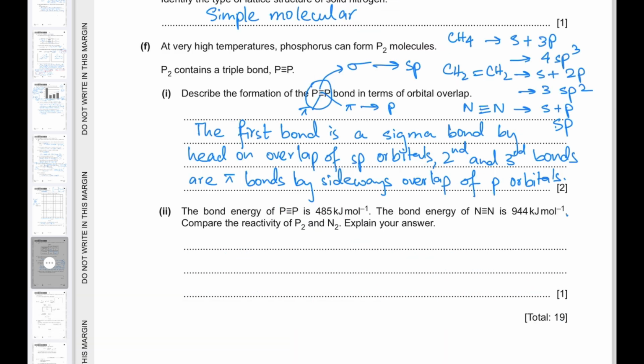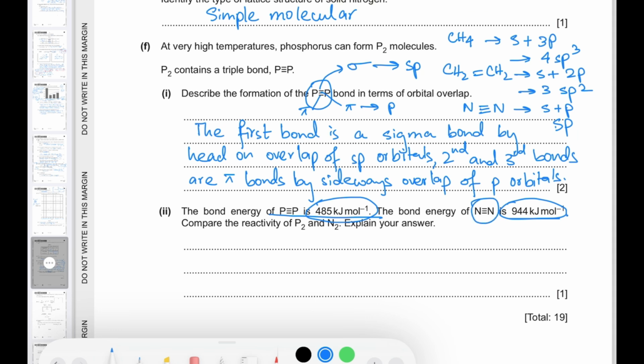Part 2. The bond energy of diphosphorus is 485 kilojoule per mole, whereas that of a nitrogen molecule is 944. Clearly, this is much larger than that of the diphosphorus molecule, meaning that the triple bond between nitrogen atoms is much stronger than the triple bond of phosphorus atoms. Compare the reactivity of diphosphorus and a nitrogen molecule and explain your answer.